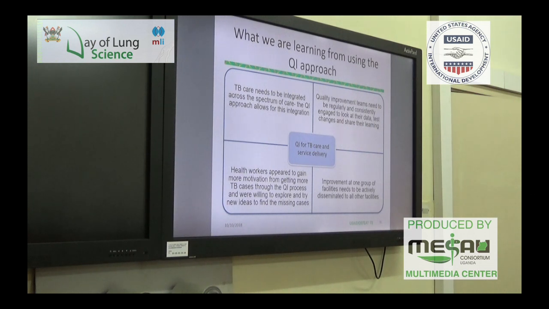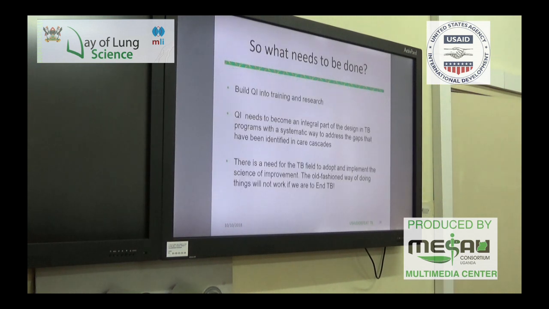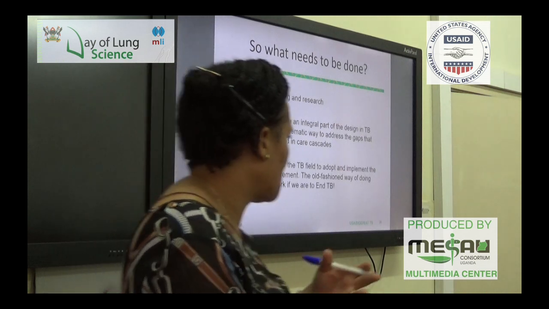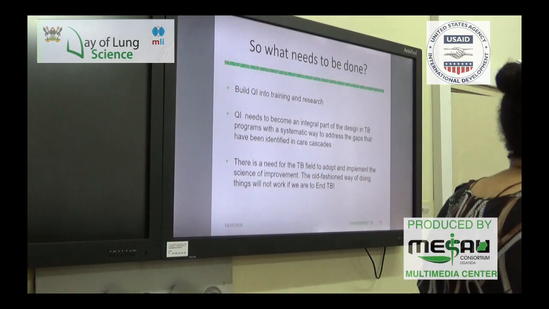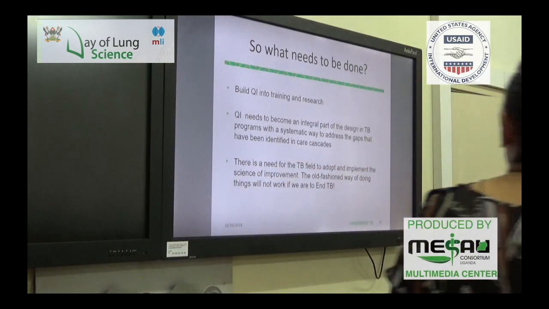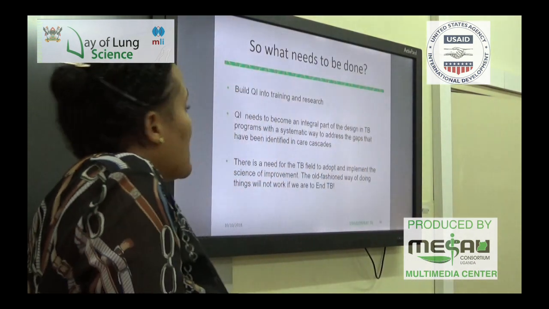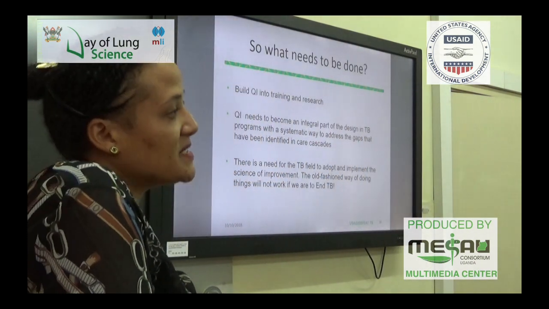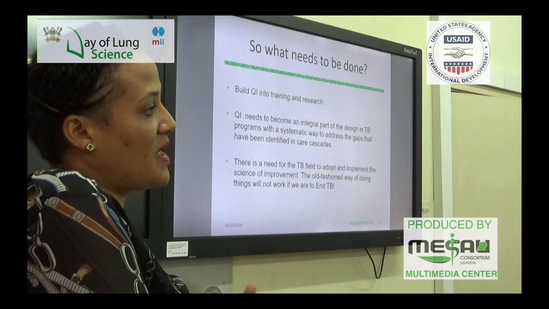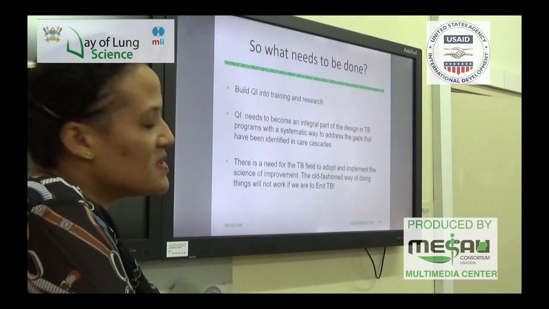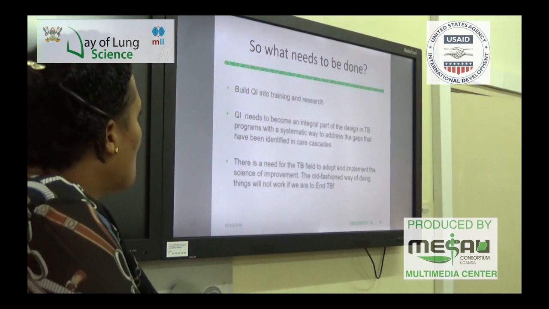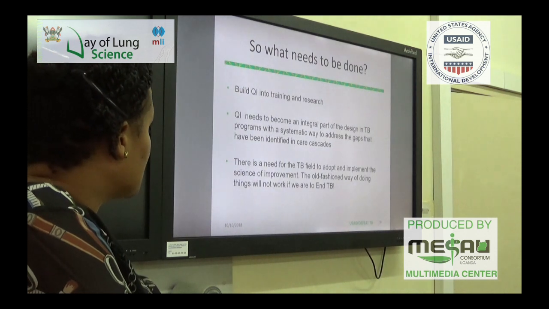So at our level, I would say, as either researchers, future policymakers, or future implementers or programmers, this is what needs to be done. We need to build QI into training and research. It's a skill that you pick up, and the way you build on that skill is by constantly using it. So we need to build that into training and research.